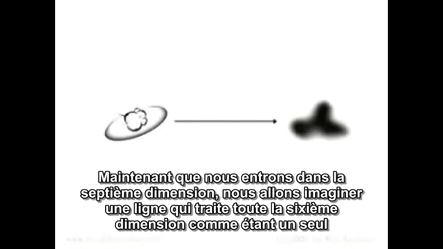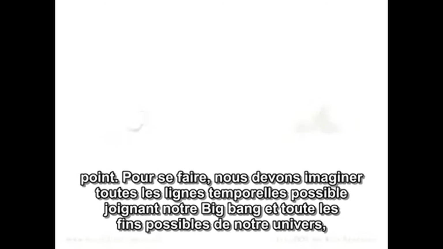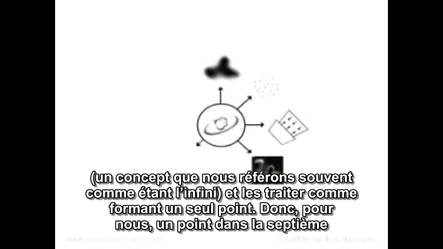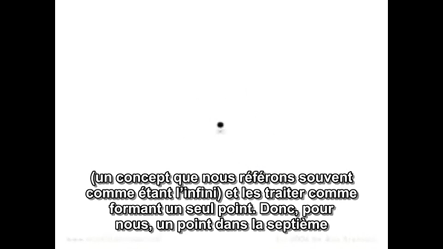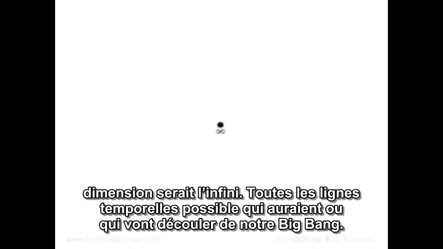Now, as we enter the seventh dimension, we're about to imagine a line which treats the entire sixth dimension as if it were a single point. To do that, we have to imagine all the possible timelines, which could have started from our Big Bang, joined to all the possible endings for our universe, a concept which we often refer to as infinity, and treat them all as a single point. So for us, a point in the seventh dimension would be infinity. All possible timelines, which could have or will have occurred from our Big Bang.